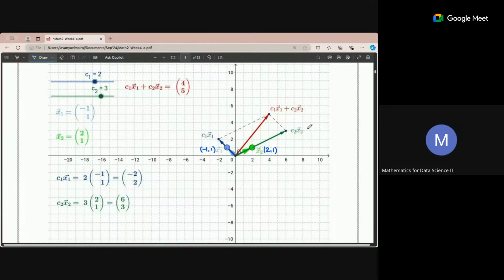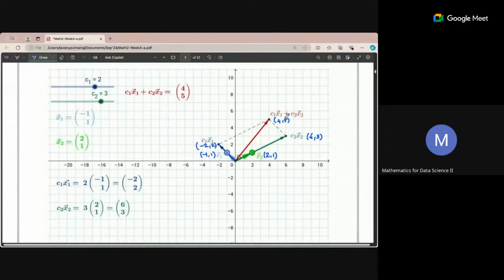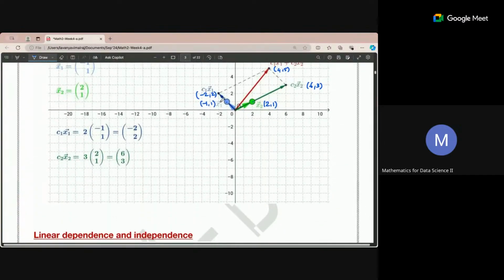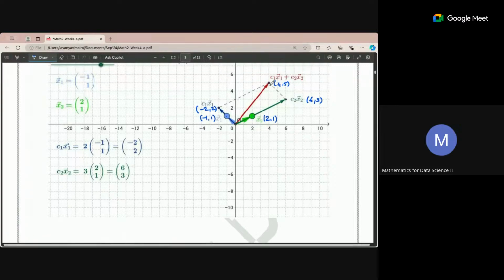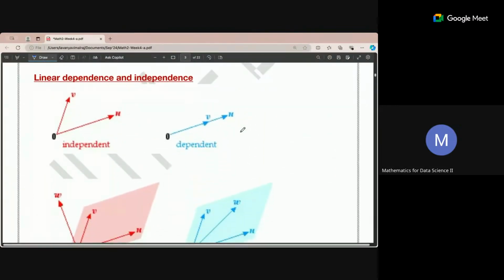So what is the resulting vector? First of all, 3 times here is 6, 3, and here you have -2, 2, and the resulting vector is 4, 5. Whatever we have done here, we are just visualizing. All the linear combinations are going to lie in the same plane. Now, what are independent and dependent vectors?